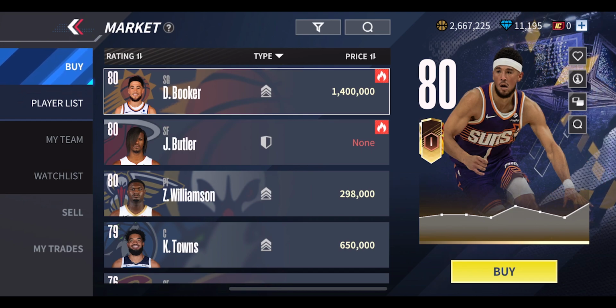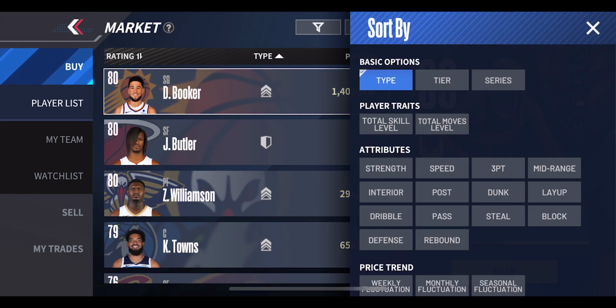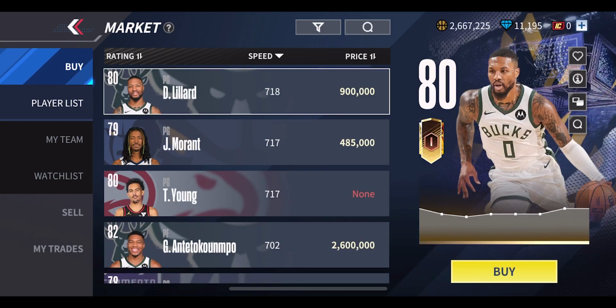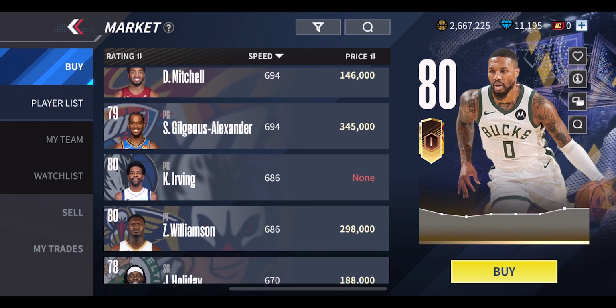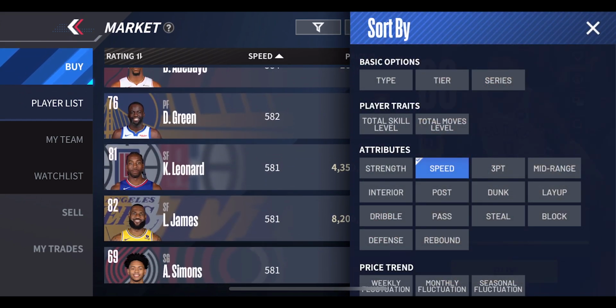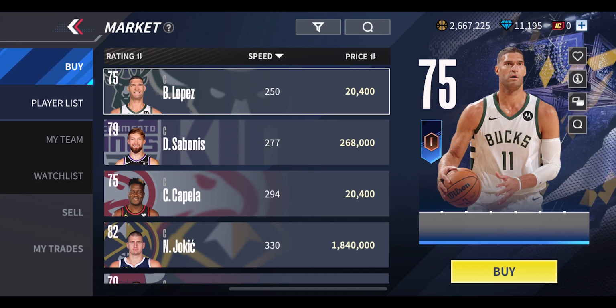When it comes to filtering players, you can go ahead and search the players in depth by different attributes. So you can see if we search by speed, Damian Lillard is the quickest card in the game with 718 on his base stat. You can scroll all the way down to the person with the lowest speed, which is going to be Brook Lopez at 250 speed.